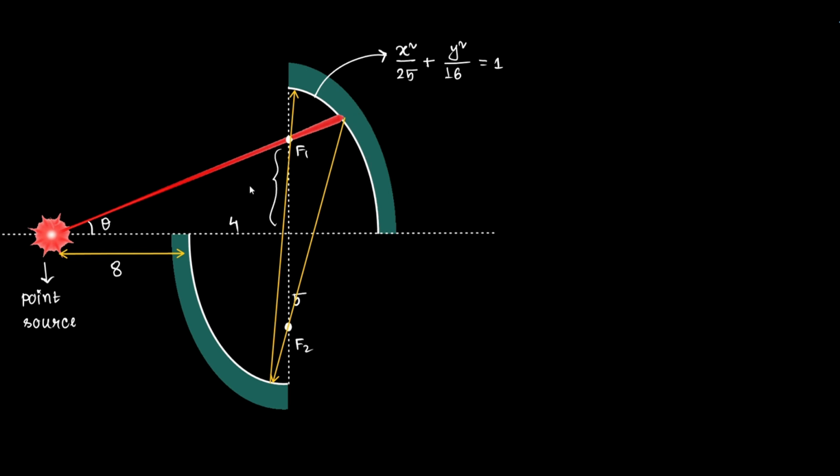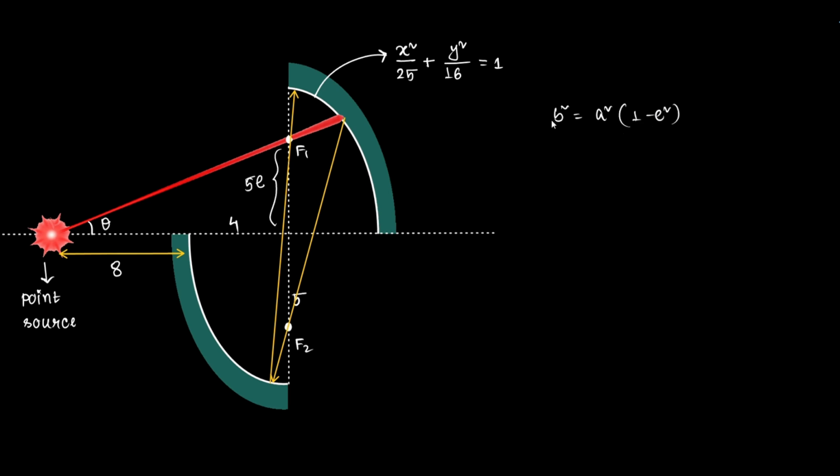So this distance is AE. A means the semi-major axis length, that is 5, and E is the eccentricity. Now you have to find the value of E. I think you all know this formula, b squared is equal to a squared times (1 minus e squared).